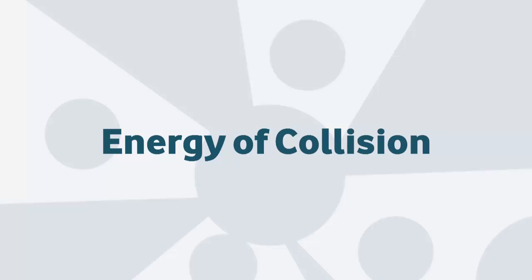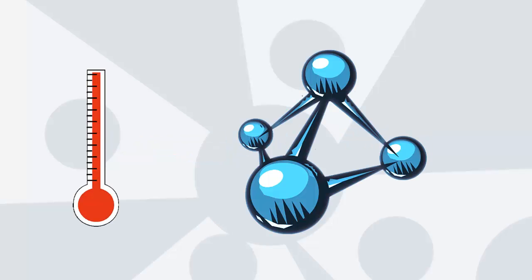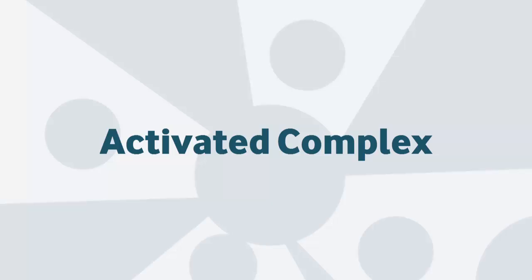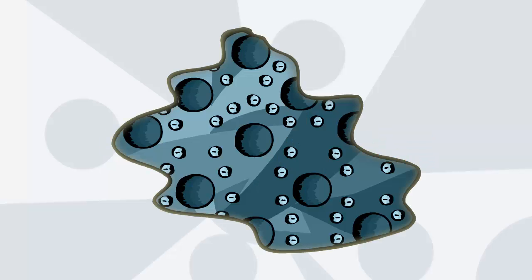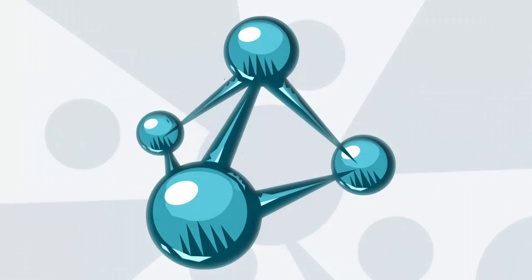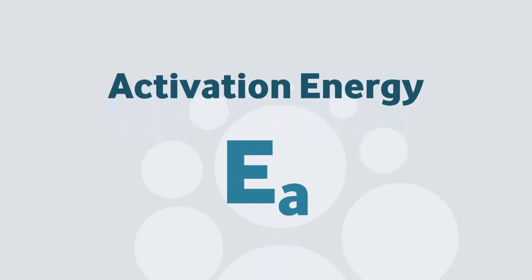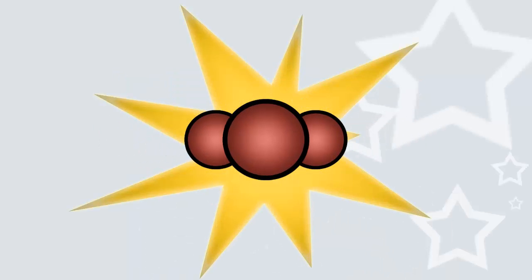Energy of collisions. At higher temperatures, the particles have more energy and the collisions are more energetic. When the particles collide, what happens first is that they form an activated complex. This is just an intermediate, short-lived group of atoms before they form the product. This is where old bonds are broken and new ones are formed. At the pivot of the activated complex, we have activation energy with the symbol EA. This is the minimum amount of energy required to bring about a chemical reaction. When the particles collide, they must have combined energy greater than this activation energy, otherwise they will not react.